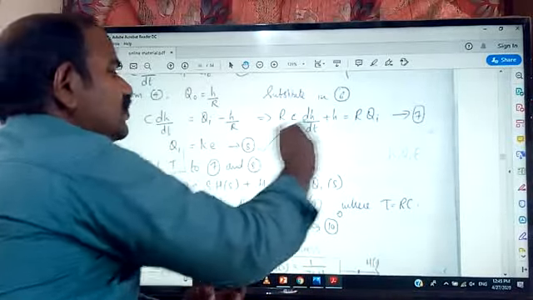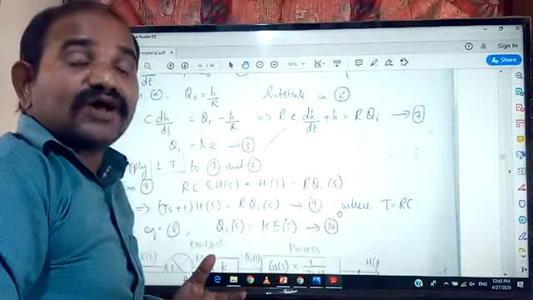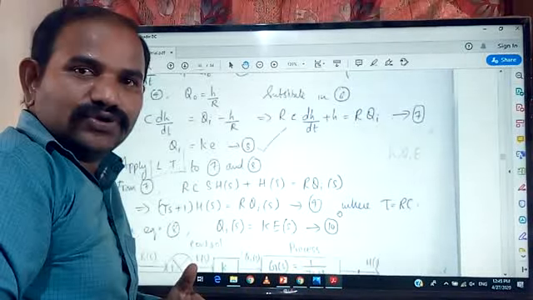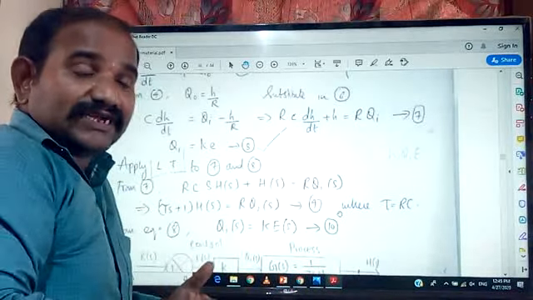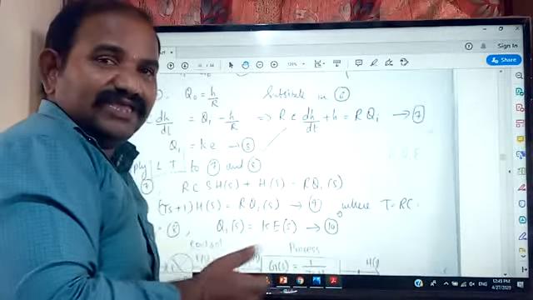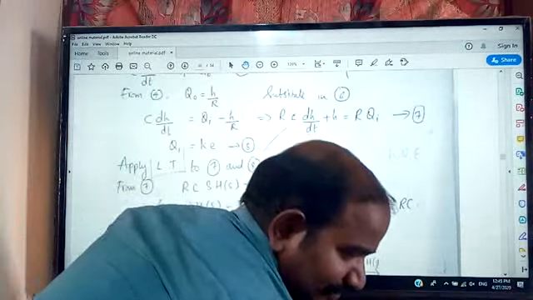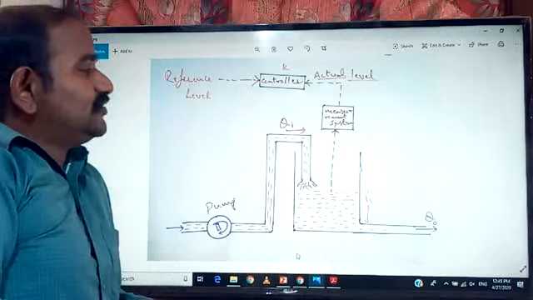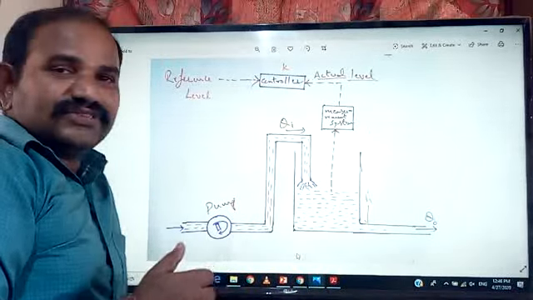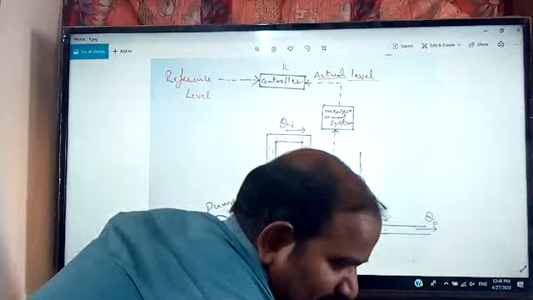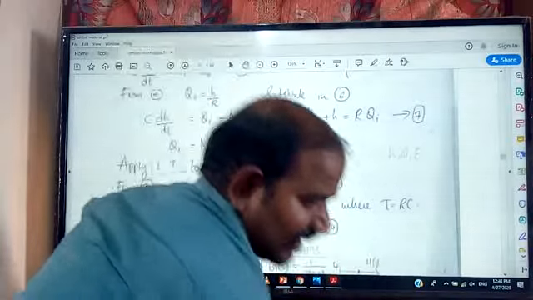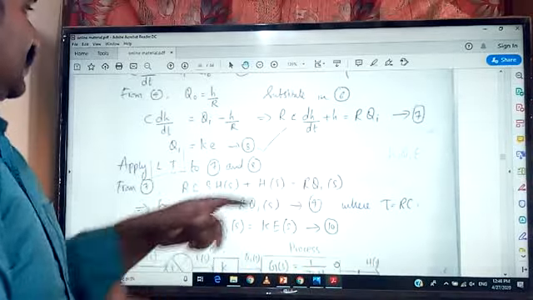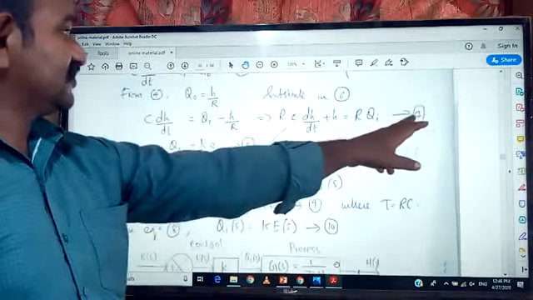Based on these two equations, we can draw the control system for our liquid level control. For our setup, whatever setup we have seen initially, for this diagram, we can draw the equivalent control system based on equations 7 and 8.